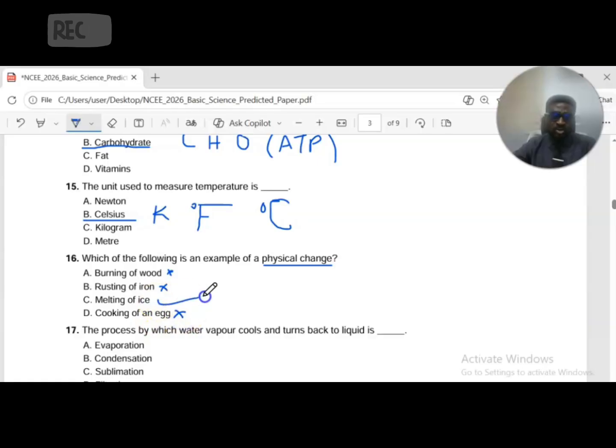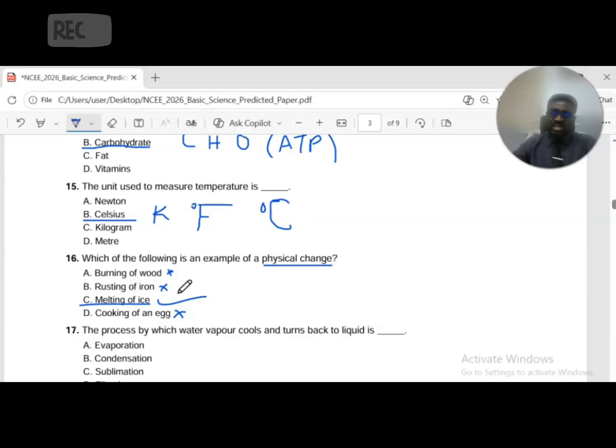So the correct option here is option C, melting of ice, because if ice melts into the liquid form of water, you can freeze it back to solid state and it will go back to being ice, and the cycle continues. And if you wish to further transform a state of matter, when it's in liquid state, you can heat it up with a source of heat.